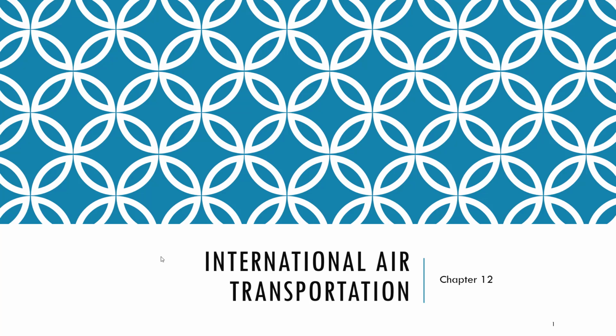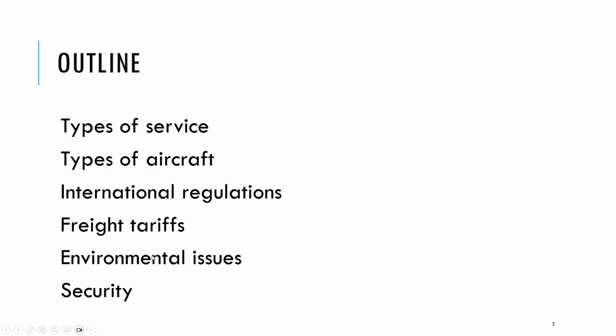Chapter 12, International Air Transportation. So here's the outline. We're going to talk about types of service, types of aircraft, some international regulations for air transport, freight tariffs, environmental issues, and just a little bit about security.